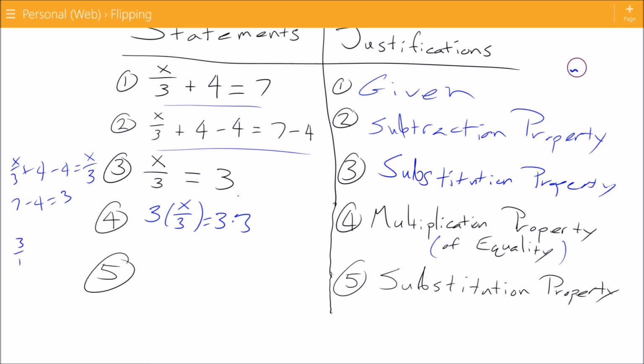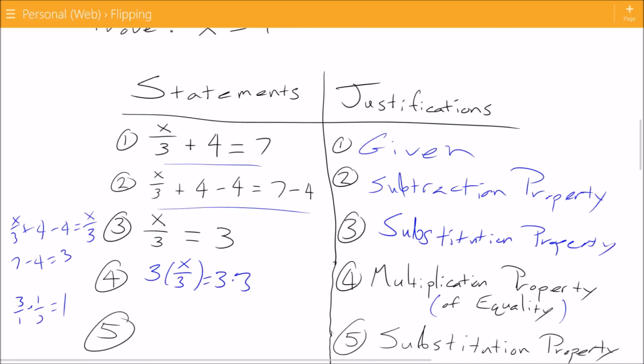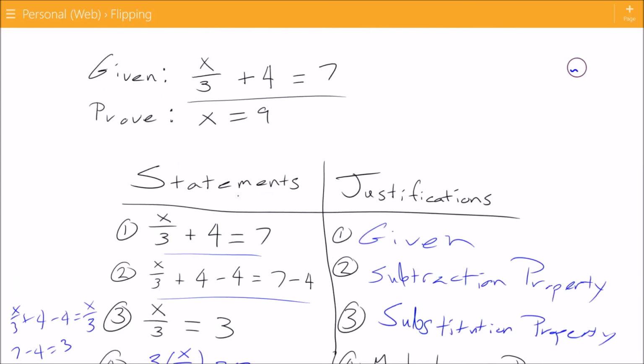over 1, 3 is the same thing as 3, right? Times 1 over 3 equals 1, and 1 times anything is itself. So those will successfully cancel out each other. And then I'm left with my last thing. Think about it for a moment. What can I put here? What are we trying to prove? That's our goal, x equals 9.